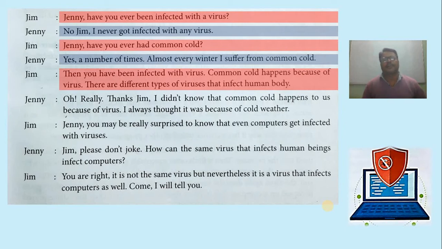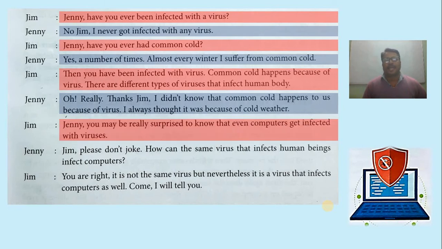There are different types of viruses that infect the human body. Jenny says, oh really? Thanks Jim. I did not know that common cold happens to us because of a virus. I always thought it was because of cold weather. Jim says, Jenny, you may be really surprised to know that even computers get infected with viruses.